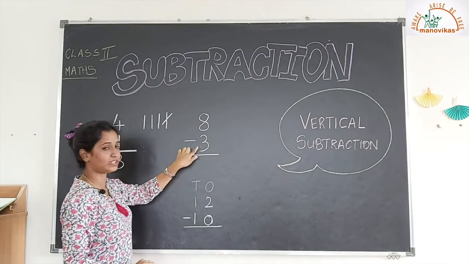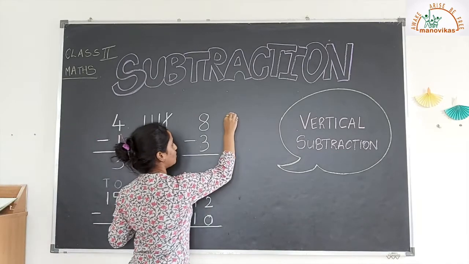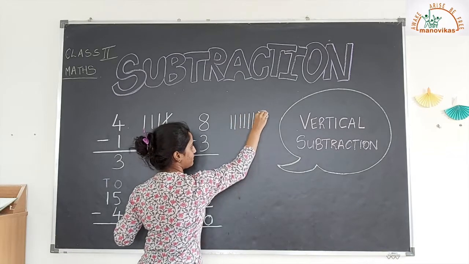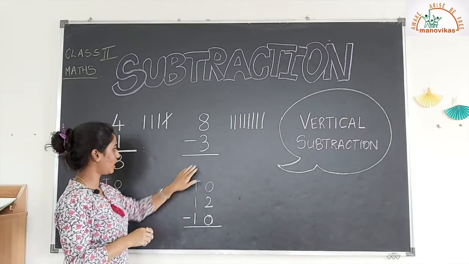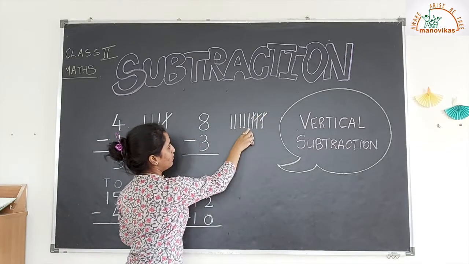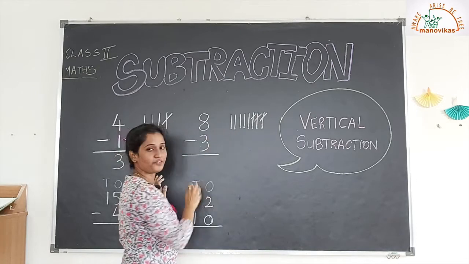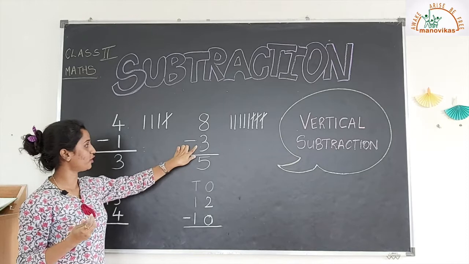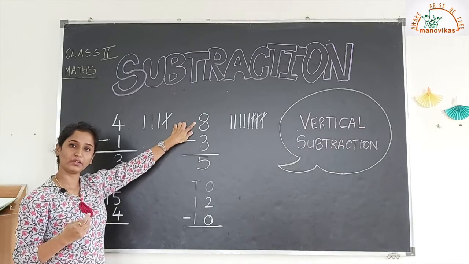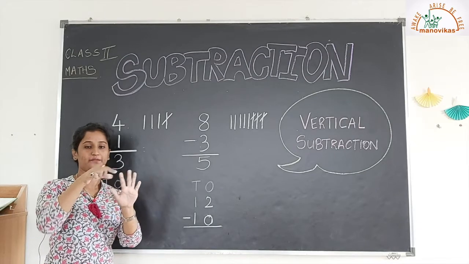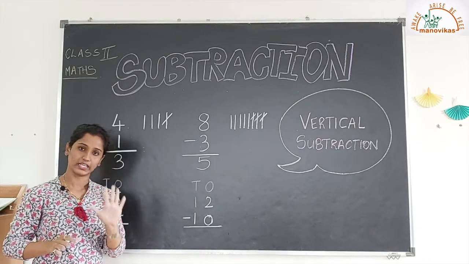Next, 8 minus 3. So 1, 2, 3, 4, 5, 6, 7, 8. You have to strike out 3 and you will get the answer 1, 2, 3, 4, 5. Or you can count forward from 3 and stop at number 8. So 3, 4, 5, 6, 7, 8. So the answer is the same, 5.